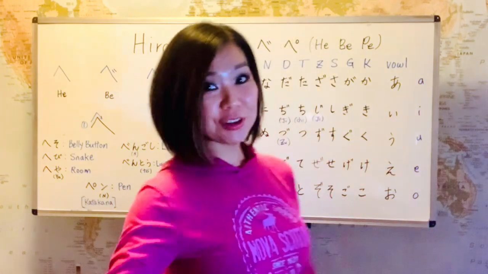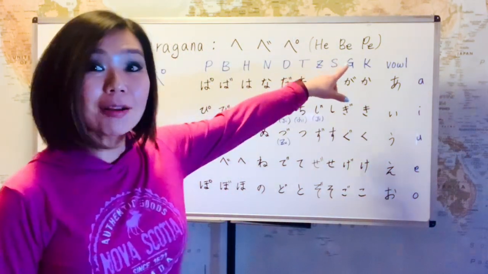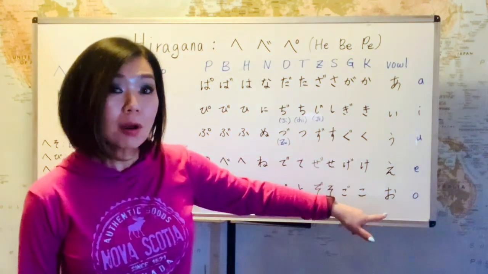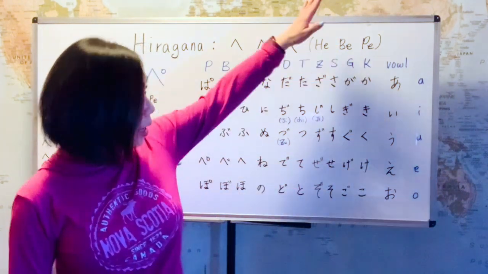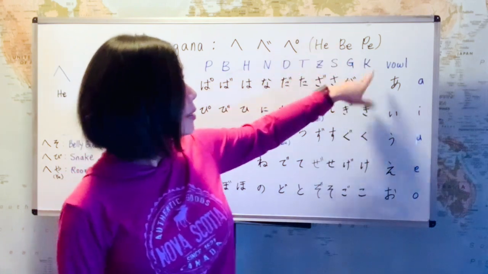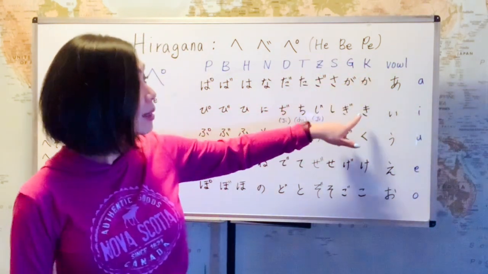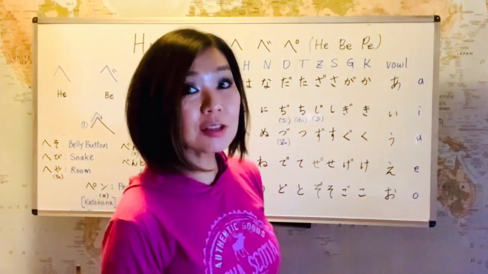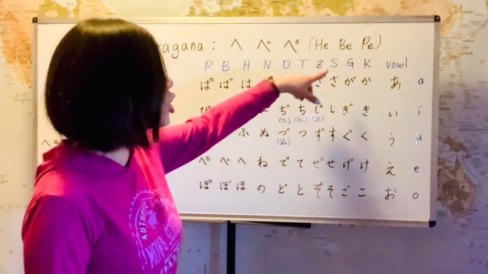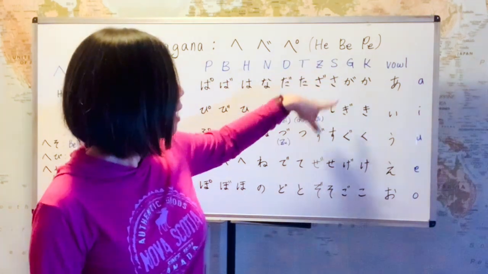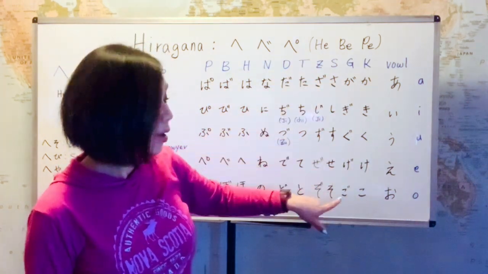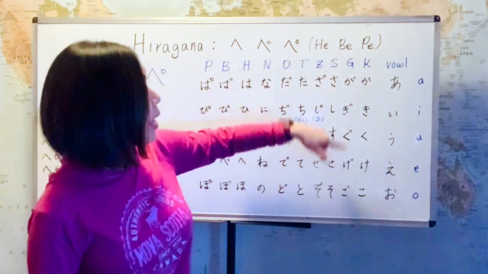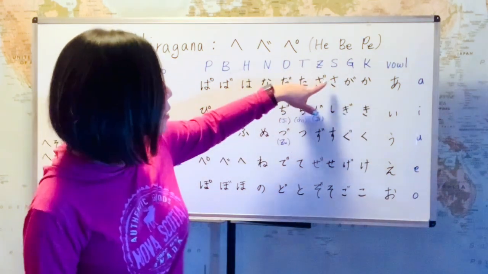And let's review here first. We start from the vowel line. That's a, i, u, e, o. The next one is the K line. That's ka, ki, ku, ke, ko. And if you put two dots on the K line, that would become the G line, right? Ga, gi, gu, ge, go. Do you see those two lines here? That's the G line.